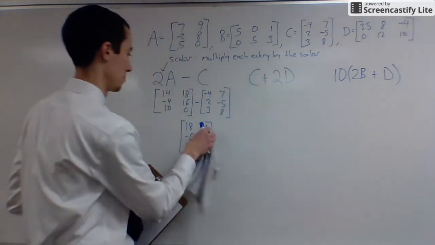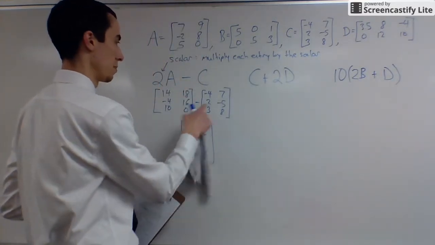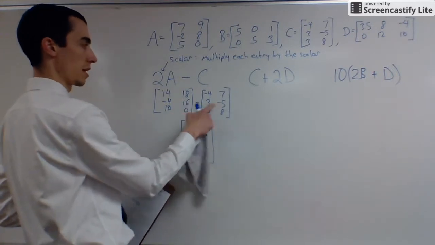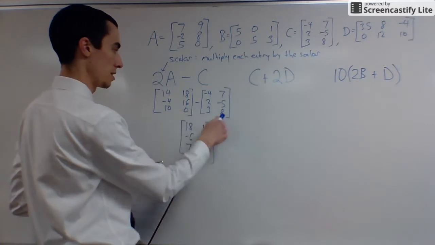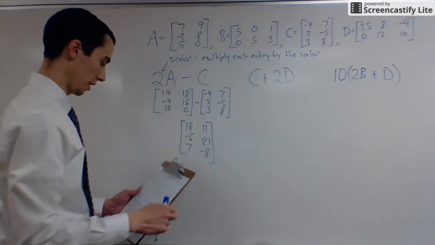Oops. I was doing 18 minus -5 there. It should be 16 minus -5, or 21. And 0 minus 8, or -8.